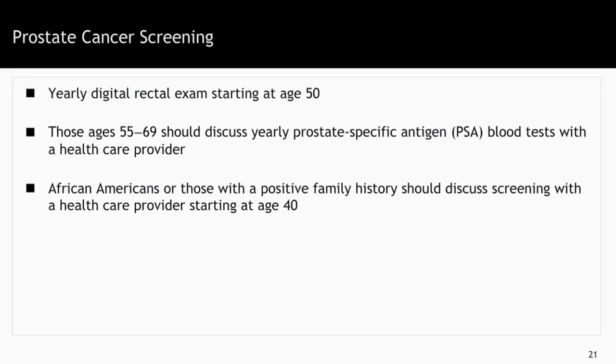Screening for prostate cancer consists of a yearly digital rectal exam starting at age 50. We have a test that can help detect prostate cancer called prostate-specific antigen, or PSA, which is a blood test. This is a test that should be discussed with a health provider as a yearly test in men aged 55 to 69. If you are African American or have a positive family history, screening should be discussed with a healthcare provider to start at age 40.